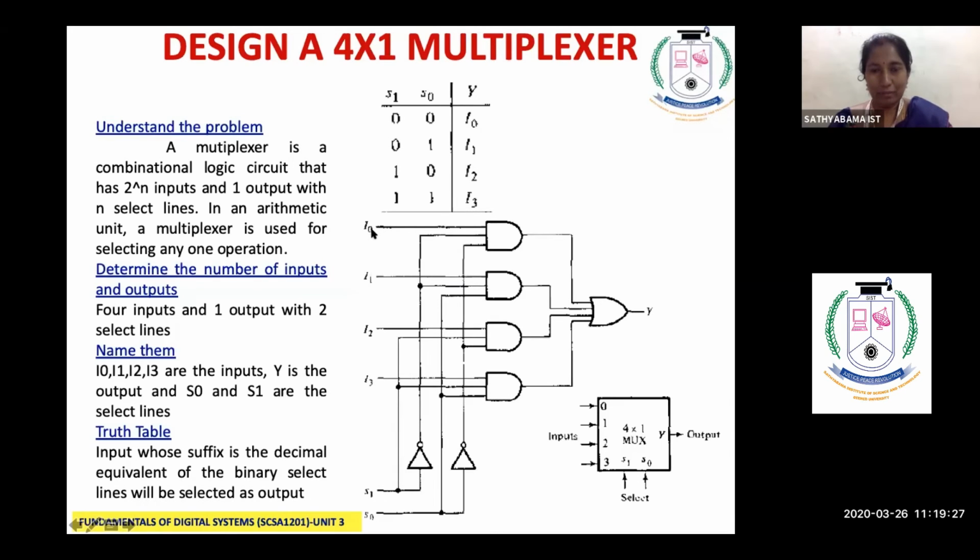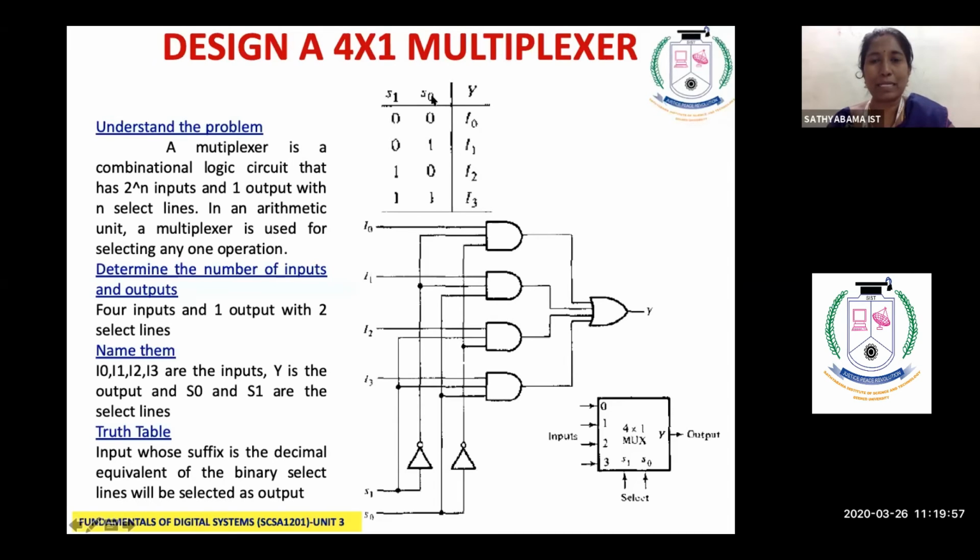Now, I0 is here. This AND gate is for I0, right? So if this AND gate is to be selected, I0 means S1 should be 0, S0 should be 0. Come. S1 should be 0, so inverted: S1 dash. Similarly, S0 dash. Are you all confused? All of a sudden, why is ma'am saying S1 dash, S0 dash?